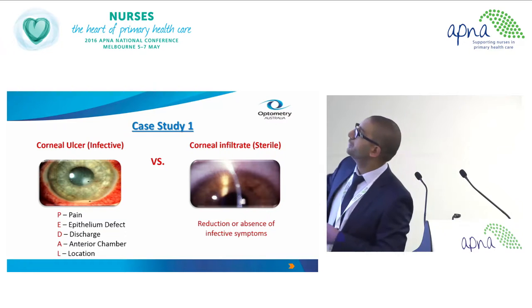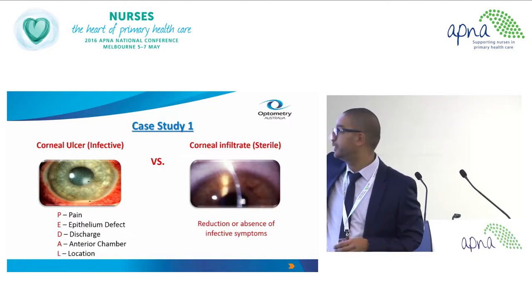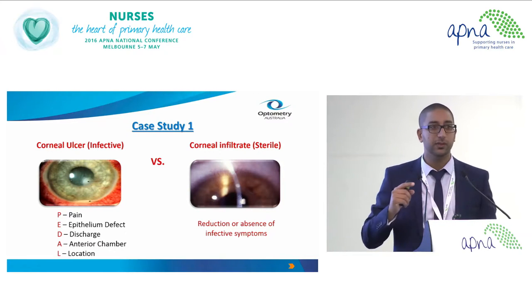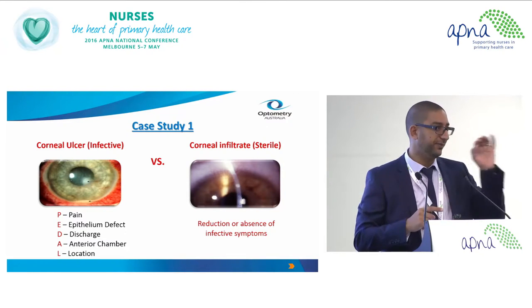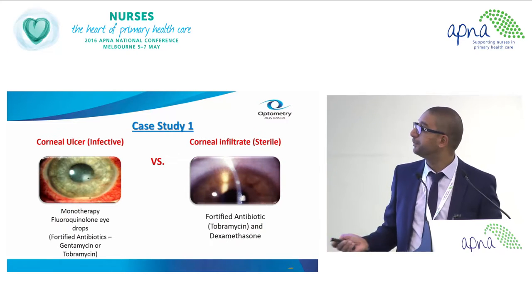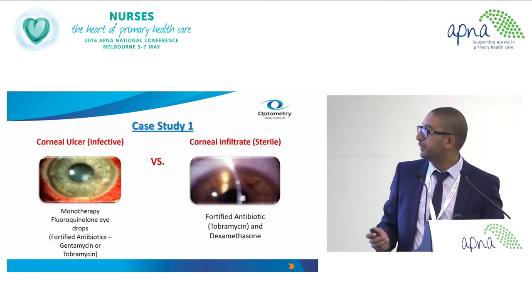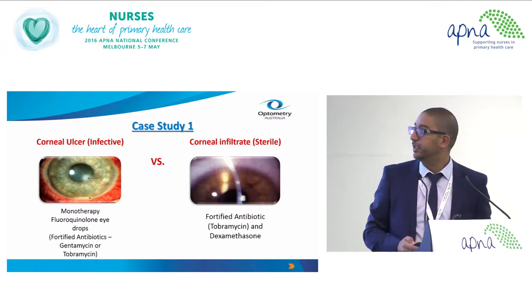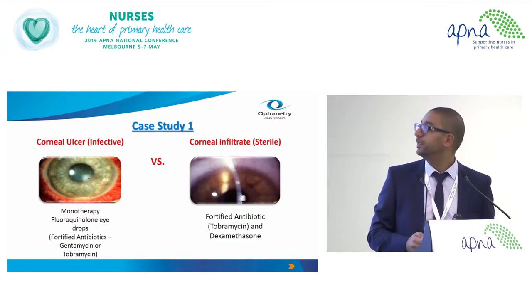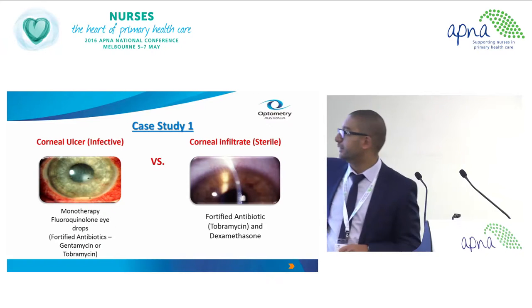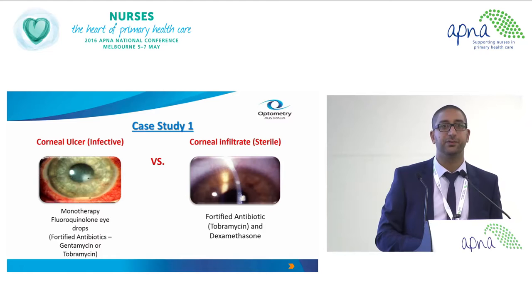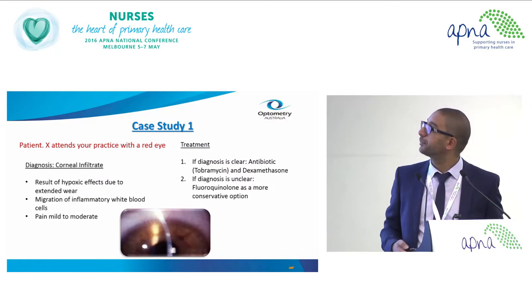If you just have a corneal infiltrate, which is sterile, there's no infection there, you get very little of that. Less pain, it's not central, there's no real defect on the front of the eye. How do we treat them? We use antibiotics, gentamicin or tobramycin generally, or a fluoroquinolone. And you can generally use tobramycin or something less efficacious for a sterile infiltrate.